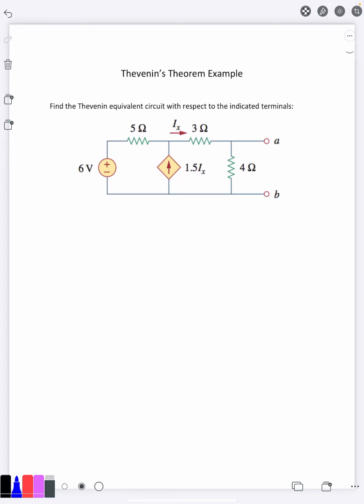In this video, we're going to see another example of finding a Thevenin equivalent circuit. This one is what I was calling case 2, or in my opinion, the medium difficulty case, where you have both independent and dependent sources.